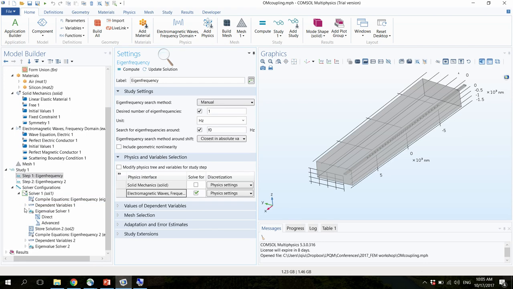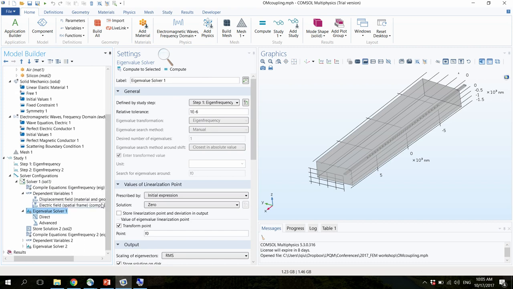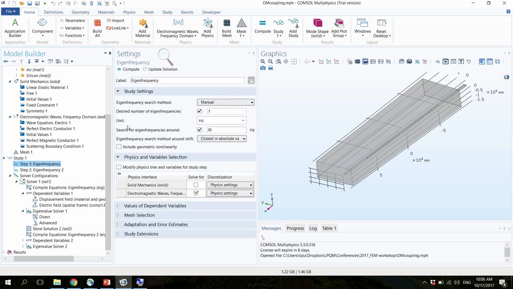There's one thing that I want to mention. You can click Solver 1 here, and you will see that in the eigenvalue solver, the transform point, if you do this from scratch, even if you ask COMSOL to solve for values around F0, by default this value is zero. In most situations you can easily get a lot of problems, because it starts from zero, looking for eigenvalues that are very far, a very rough estimation. Life is going to be much easier if you put F0 here. So now you can right click, and compute the optical properties of this structure.